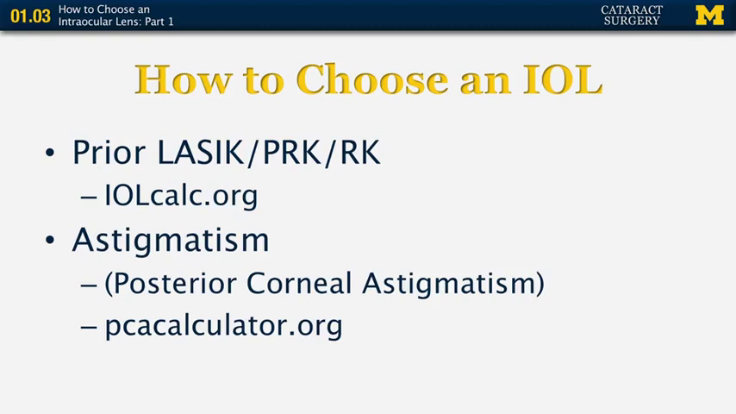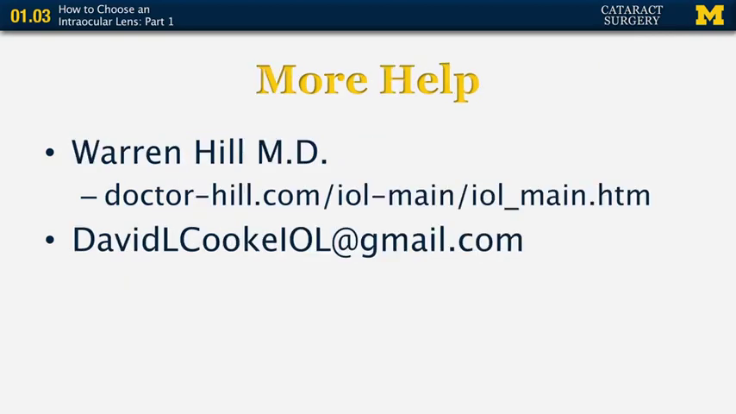If you have an eye with a lot of astigmatism and you'd like to include posterior corneal astigmatism, this is something we've not talked about today, but there is a website at pcacalculator.org that walks you through how to do this. More help is available on a wonderful website by Dr. Hill, and I've listed it here for you.